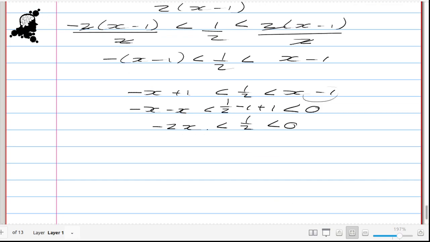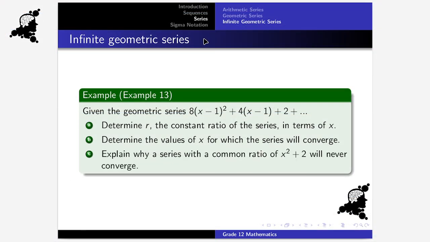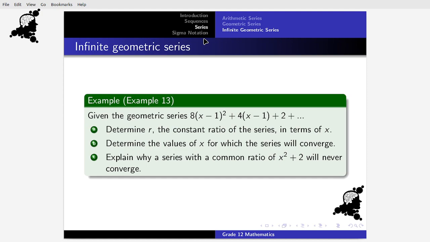But anyways, I can divide by negative 2, divide by negative 2, divide by negative 2. I'm going to have x, the inequality sign is going to change direction. 1 over 2 divided by negative 2. This is the same as 1 over 2 times negative 1 over 2, which is going to give me negative 1 over 4. And I could just leave it like that. There we are. X is greater than negative 1 over 4. 0 obviously is not important anymore. Next question. Explain why a series with a common ratio of x squared plus 2 will never converge.